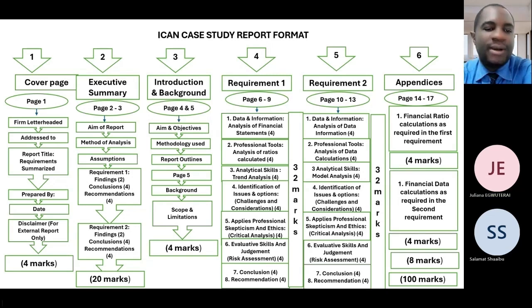So the introduction and background, you see where your report outline comes. It comes after your introduction and background, then your scope and limitation. Everything under this third header is about 4 marks. When you are practicing, I believe as you do it 1, 2, 3 times, you'll remember this very vividly.